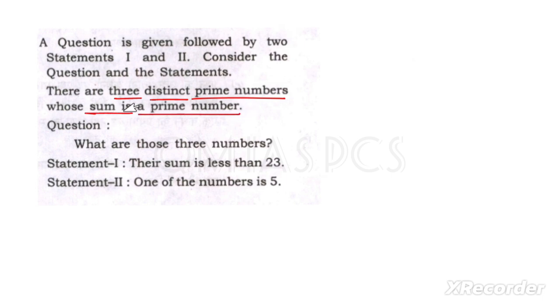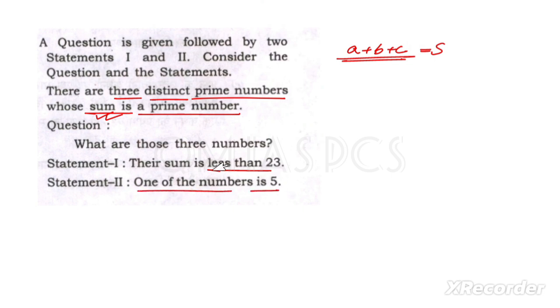Here's the important thing. If I say three distinct prime numbers a, b, c, whatever their sum is, that sum must be a prime number. So what are those three numbers? The first statement is that their sum is less than 23. The second statement is that one of the numbers is 5.